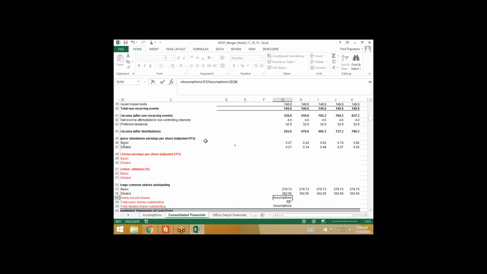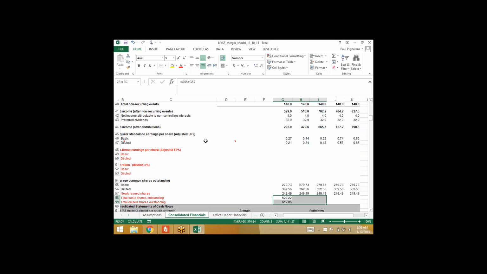So I'm going to anchor this so I can copy to the right. Which means we add that to the basic and diluted shares respectively to get the new basic and new diluted shares. This is just how we did it in the mini merger model. So basic shares plus new issued shares, new basic shares. Diluted shares plus new issued shares, new diluted shares. Copy to the right. Now we can calculate our new EPS. So make sure you're getting those numbers. Let me know if you have questions.